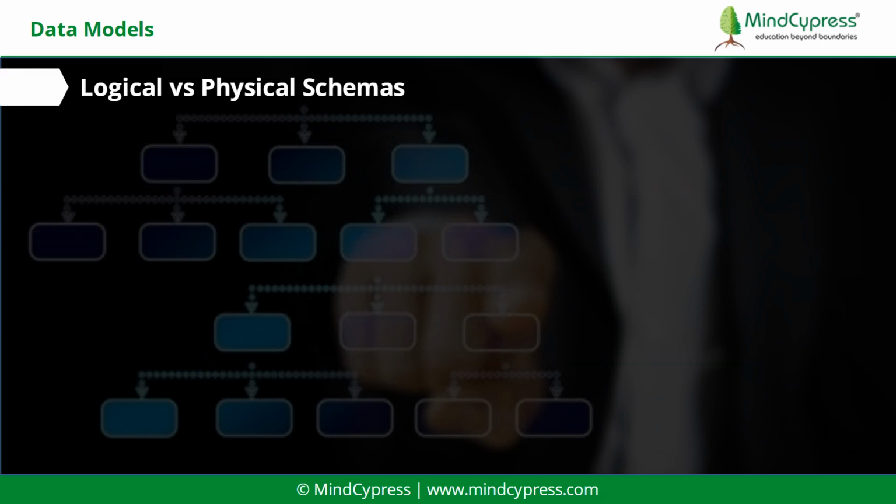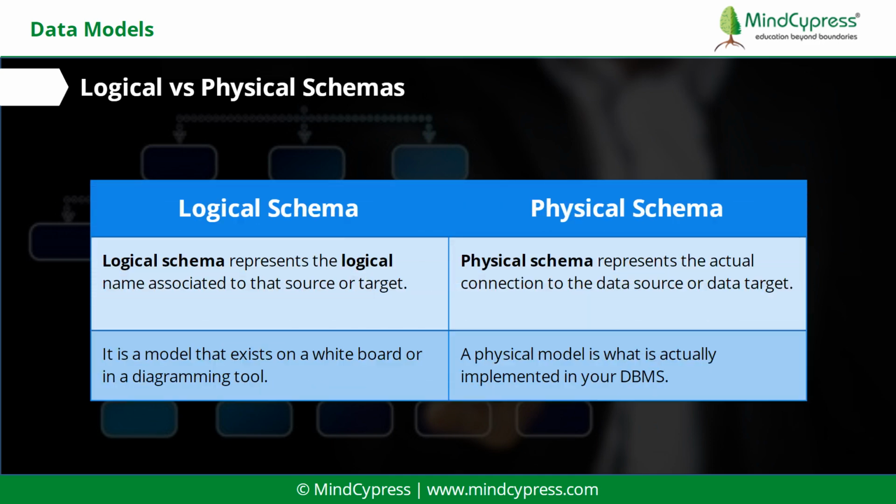Logical versus physical schemas. Logical schema represents the logical name associated to that source or target. Physical schema represents the actual connection to the data source or data target. A logical model exists on a whiteboard or in a diagramming tool. A physical model is what is actually implemented in your DBMS.